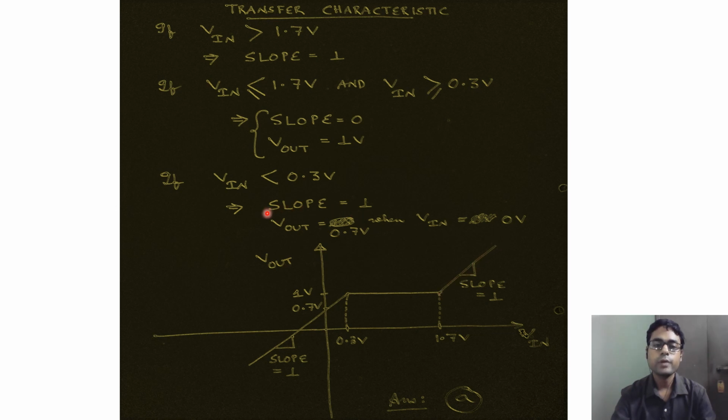And finally, if we look at the other condition, that is if the input voltage goes lesser than 0.3 volt, so we are looking at this part of the axis. This is the input voltage at 0.3 volt, and then we are going towards lesser values. The slope is still 1, and then for the input voltage being equal to 0 volt, the cut point on this y-axis will be at 0.7 volt. So option A is the correct answer for this problem.